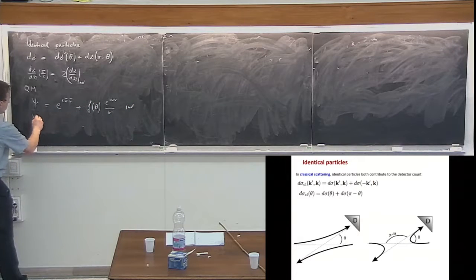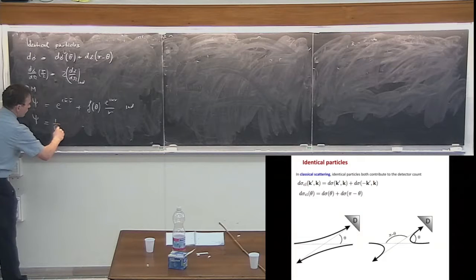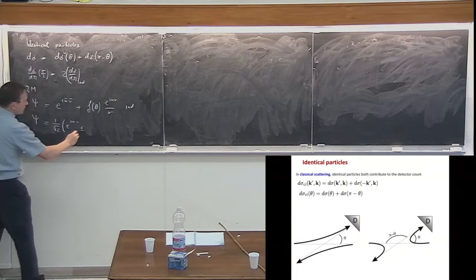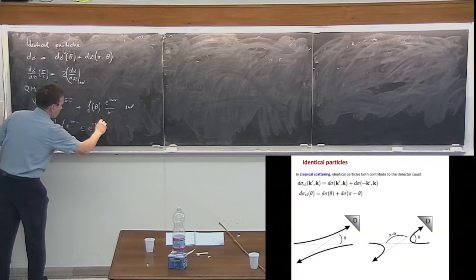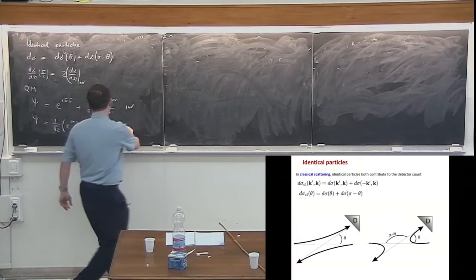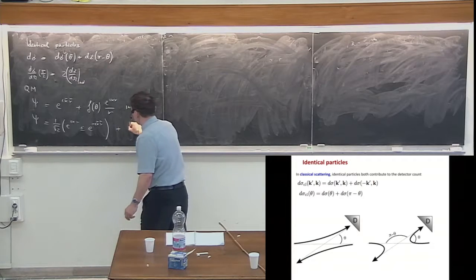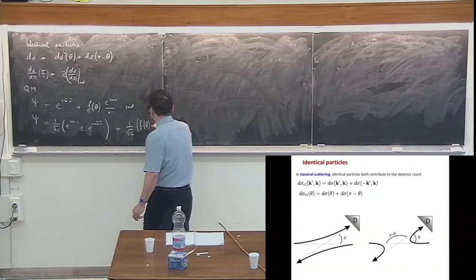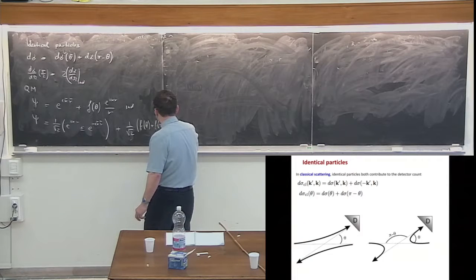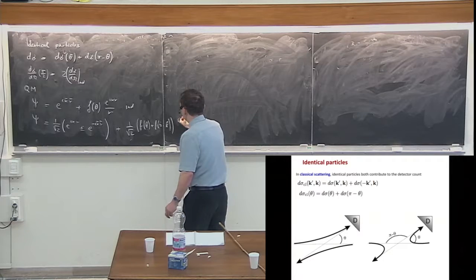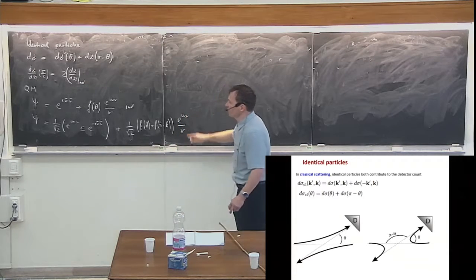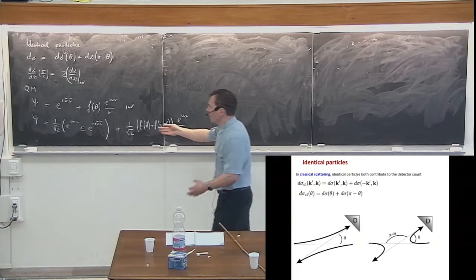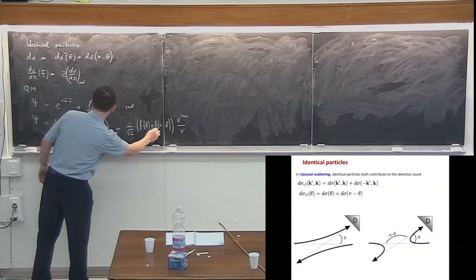So now for identical particles, you would have 1 over the square root of 2, and then here you have e to the i k dot r plus or minus e to the minus i k dot r. And then plus also 1 over the square root of 2, and here you have f of theta plus f of pi minus theta, times e to the i k r over r. Remember that this is a vector, therefore it changes sign. This is spherical, so it doesn't change sign. So this is now a new scattering amplitude that you have to consider, again plus or minus depending on symmetric or anti-symmetric.